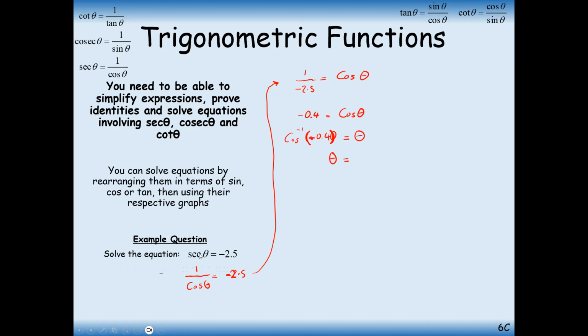The question actually tells us that we need to solve this equation in terms of degrees. So that's why I put my calculator in degrees, and the answer will come out to be 113.6. But is that the only answer? We should take care and consider the graph of cos over the full range of 360 degrees.